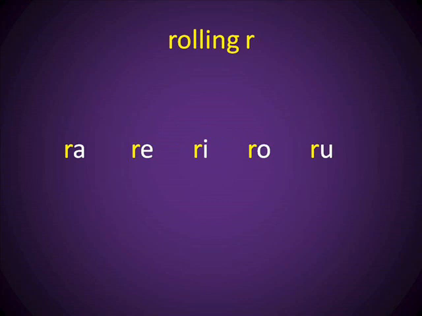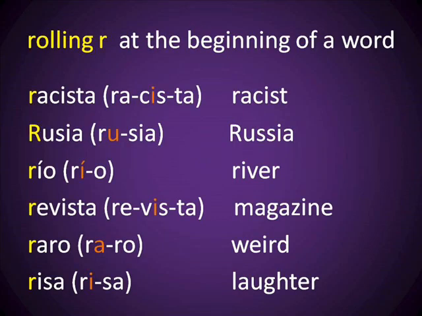Let's read the syllables then. Ra, re, ri, ro, ru. When do you pronounce a rolling R? When a word begins with R, this R is always a rolling R. Racista, racista. Rusia, Rusia. Rio, Rio. Revista, revista. Raro, raro. Risa, risa.